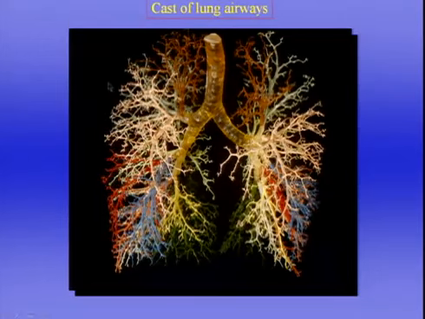And here we've got a gorgeous photograph of a cast of a human lung. This is made by taking a lung at post-mortem and injecting a polymer into the airways, allowing it to set, and then somebody has taken a fine set of scissors and cut off all the alveoli so that we end up seeing the small airways in the periphery.